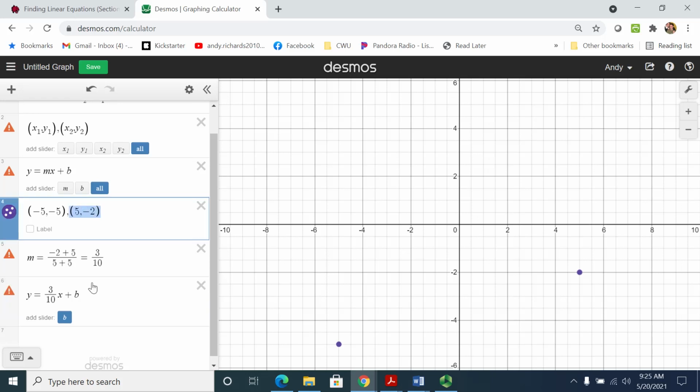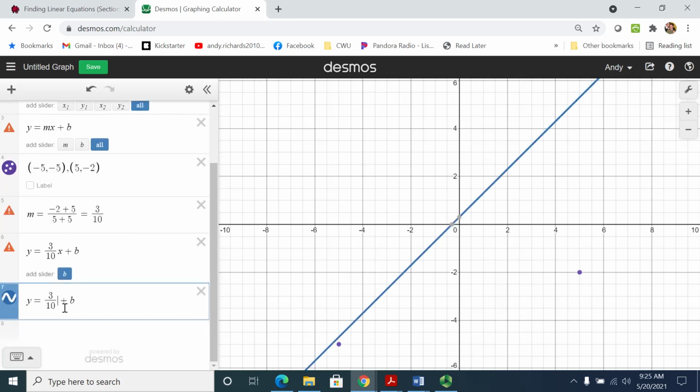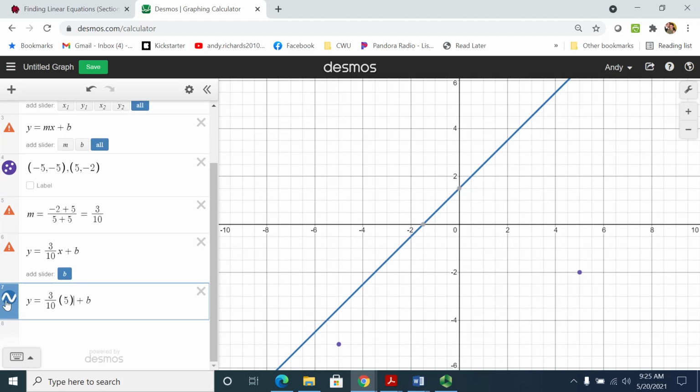So I'm going to pick this second point here, just so we can see where the pieces go. If we were to do that, we would have to plug in 5 for x, and then down here we would have to plug in -2 for y. And now we can solve that. I could have picked -5, but it's important to see where those pieces are, because a common error would be to put them in incorrectly.